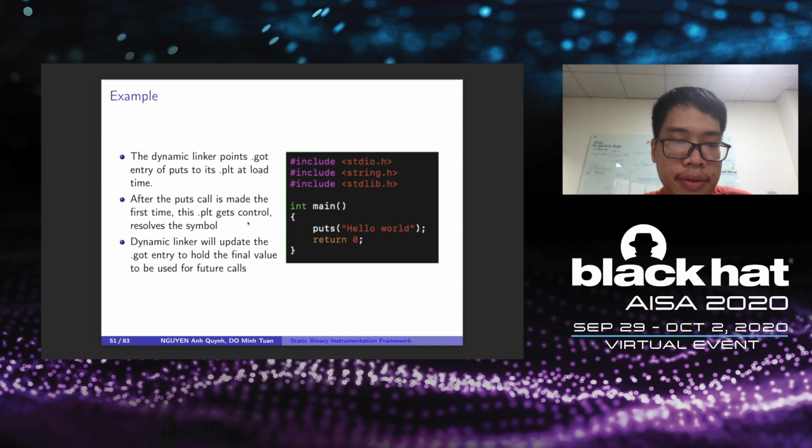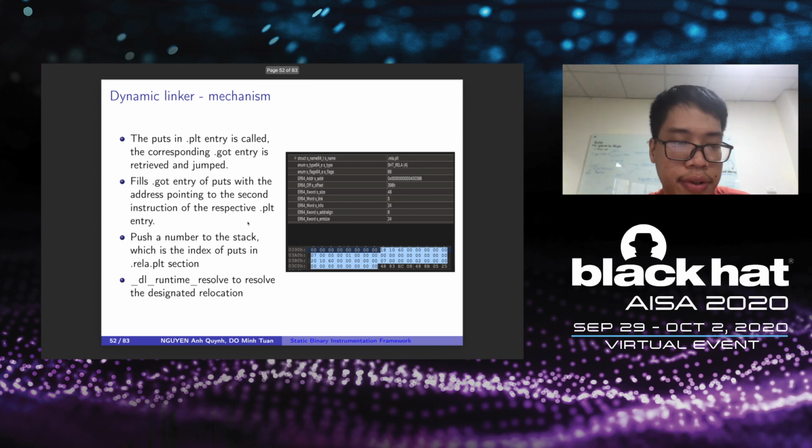The program here calls the puts function, which points the .got entry of puts to its .plt at load time. After the puts call is made for the first time, the .plt gets control, resolves the symbol, and then the linker will update the .got entry to hold the final value to be used for future calls. This is how an entry in the dynamic symbol table looks like. It uses the index of the symbol in the .rela.plt table to pass to the _dl_runtime_resolve function.